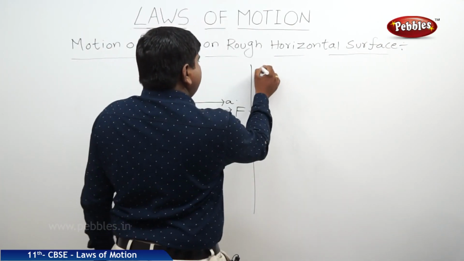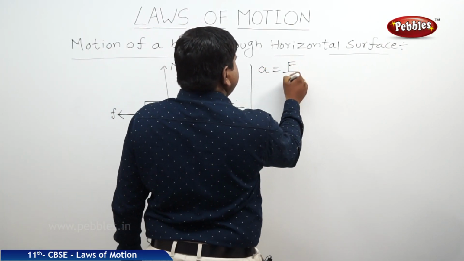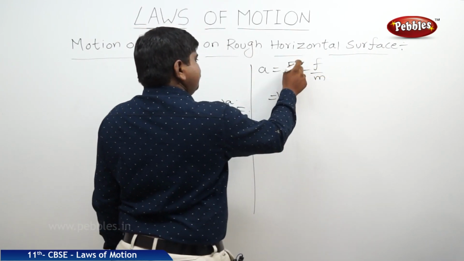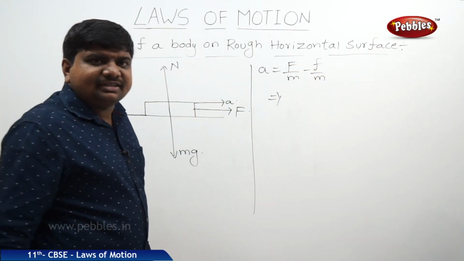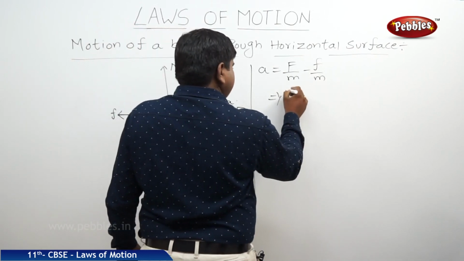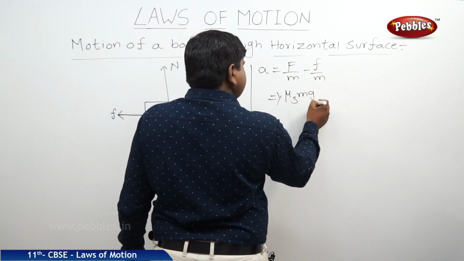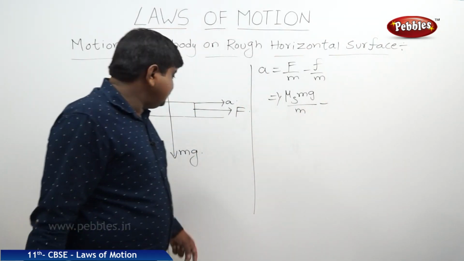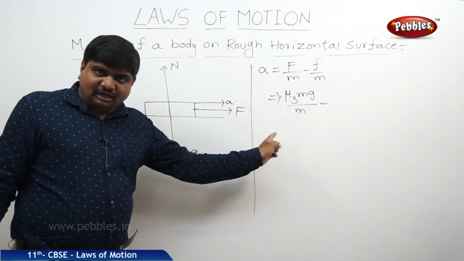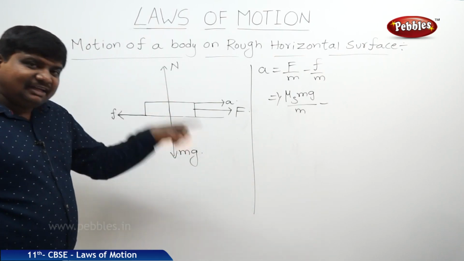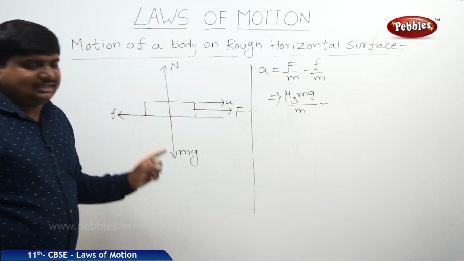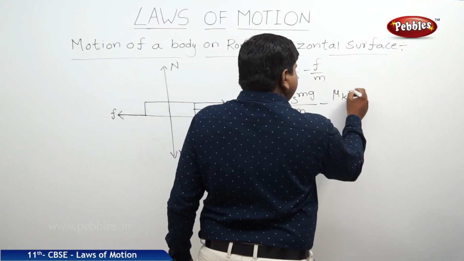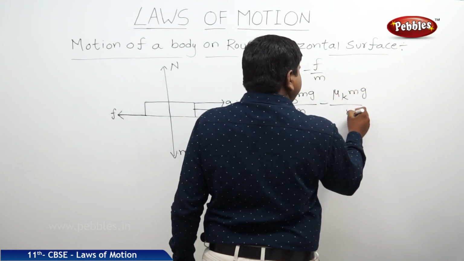So therefore, a is equal to F by m minus small f by m. This F is the static friction, so it is mu s mg by m, minus the kinetic friction. Static friction means the body wants to move with the applied force, but the static friction is keeping the object at rest. Therefore, mu s mg by m minus mu k mg by m.